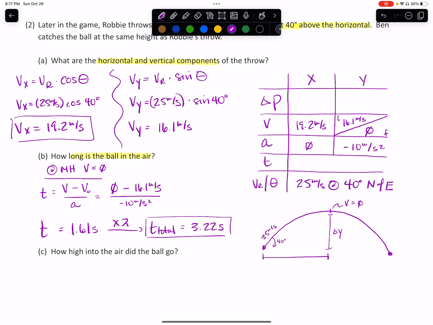It's good to know both of those times when we work this problem. So I'm going to put the 3.22 under the x column and the 1.61 under the y column, but the times are at different points in the motion. I don't want you to think that they're separate for each component. It's just 2 different spots in the motion.